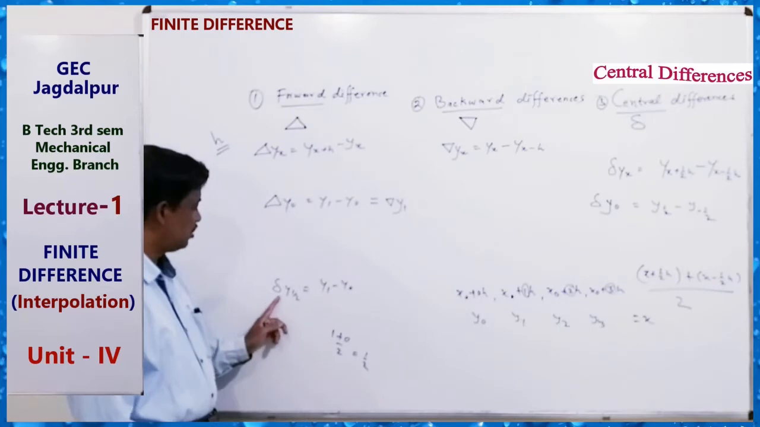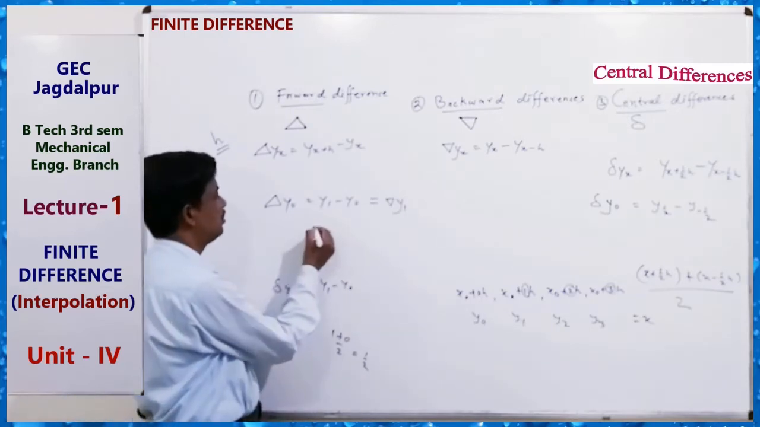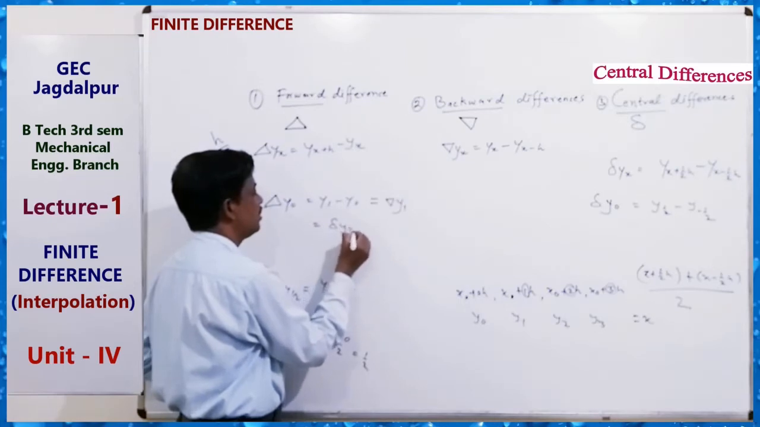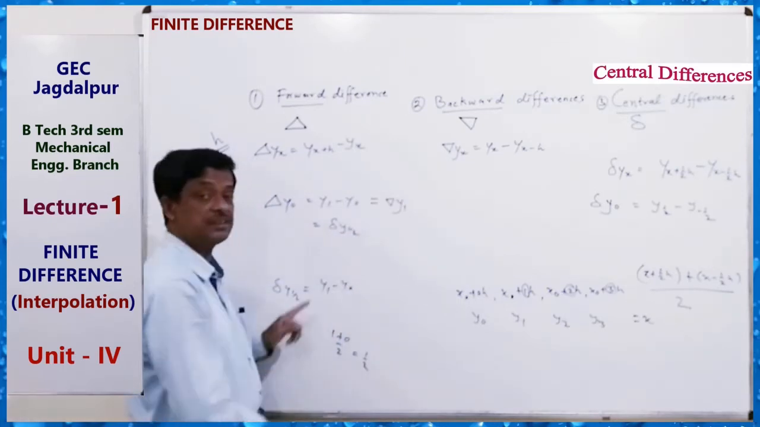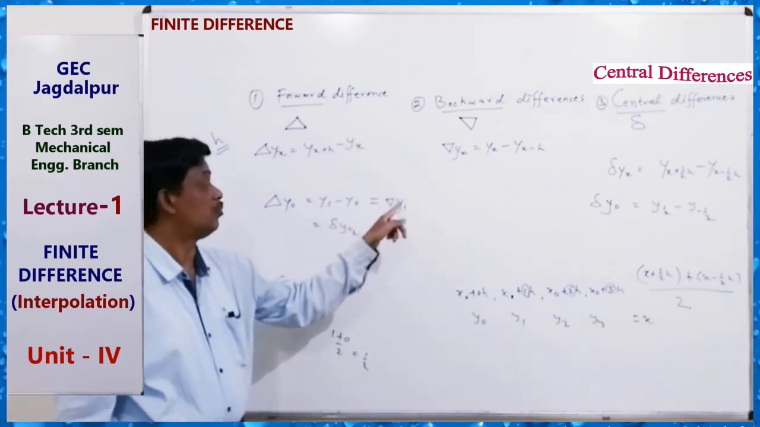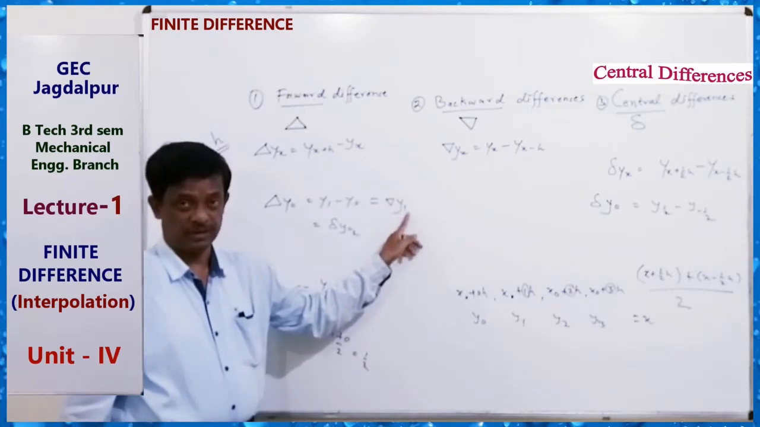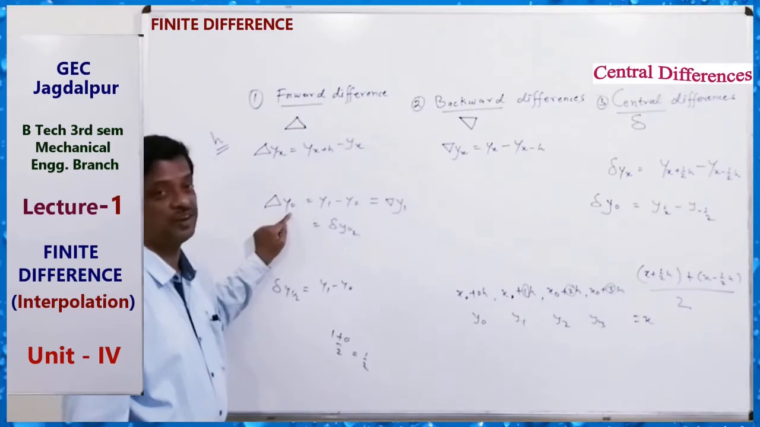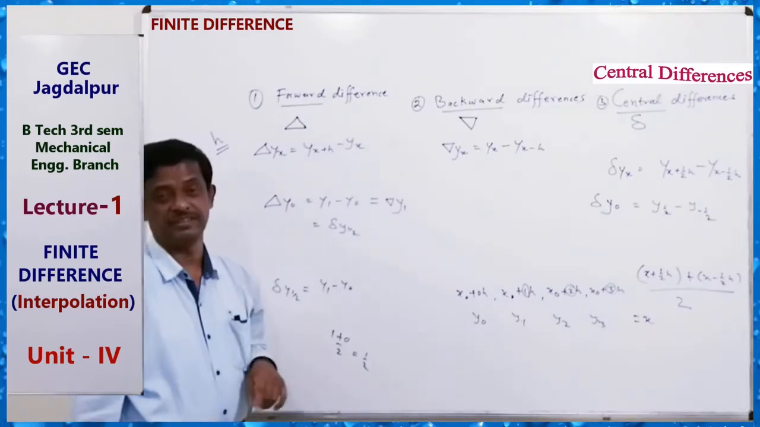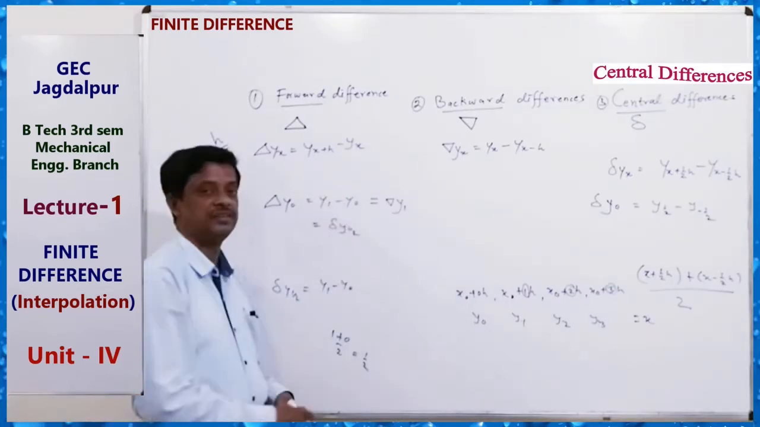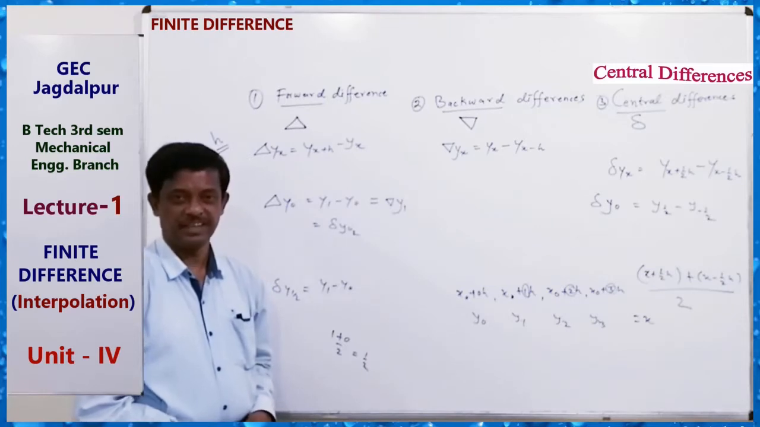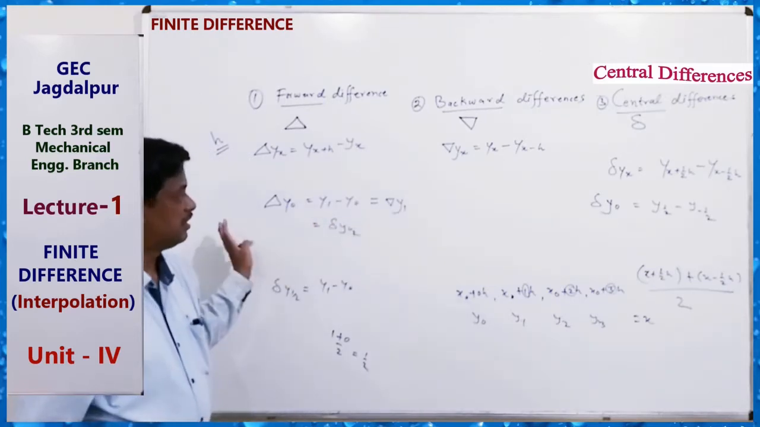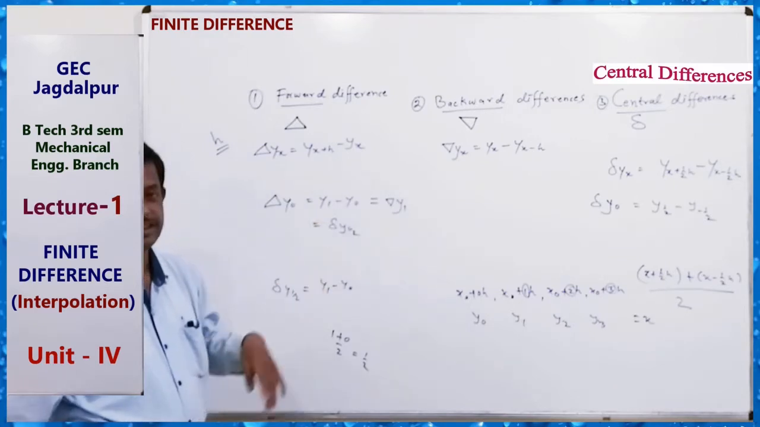So delta y half is equal to what? Also, it can be written as delta y half, at half index, the central difference. At argument 1, the backward difference. At argument 0, the forward difference. The difference is the same. Okay? So how can we take differences?